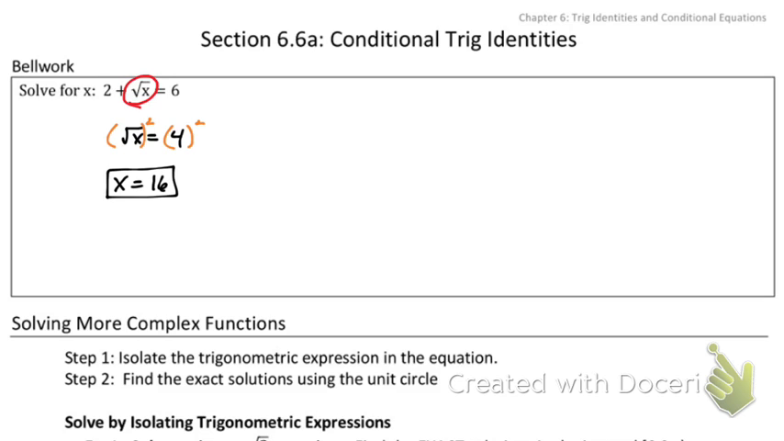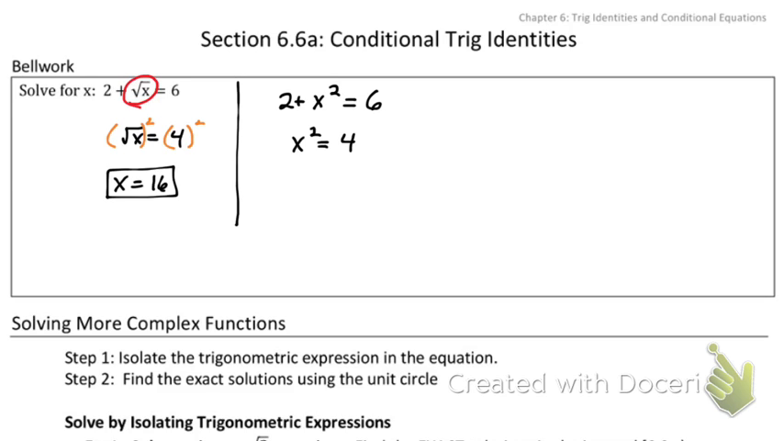We're going to do another problem. We're going to do a problem where we go 2 plus x squared equals 6. It's going to be generally the same process. We're going to have x squared equals 4. But the big problem comes in next. What happens when I take the square root of both sides?